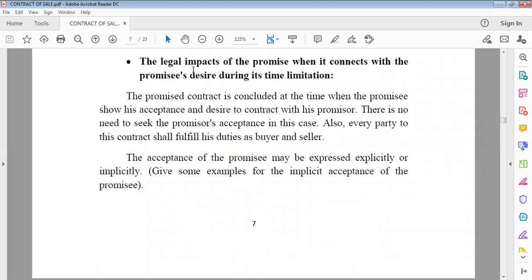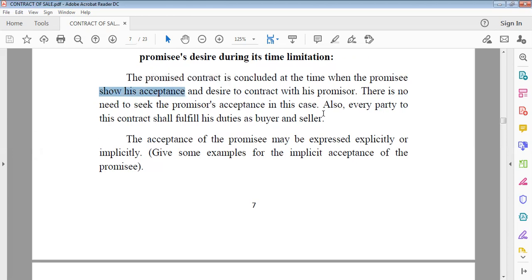Now, the legal impacts of the promise when it connects with the promisee's desire during its time limitation, meaning he expressed his desire to buy during the promise period. Now the question: what are the impacts here? Well, the promised contract is concluded at the time when the promisee shows his acceptance and desire to contract with his promisor.